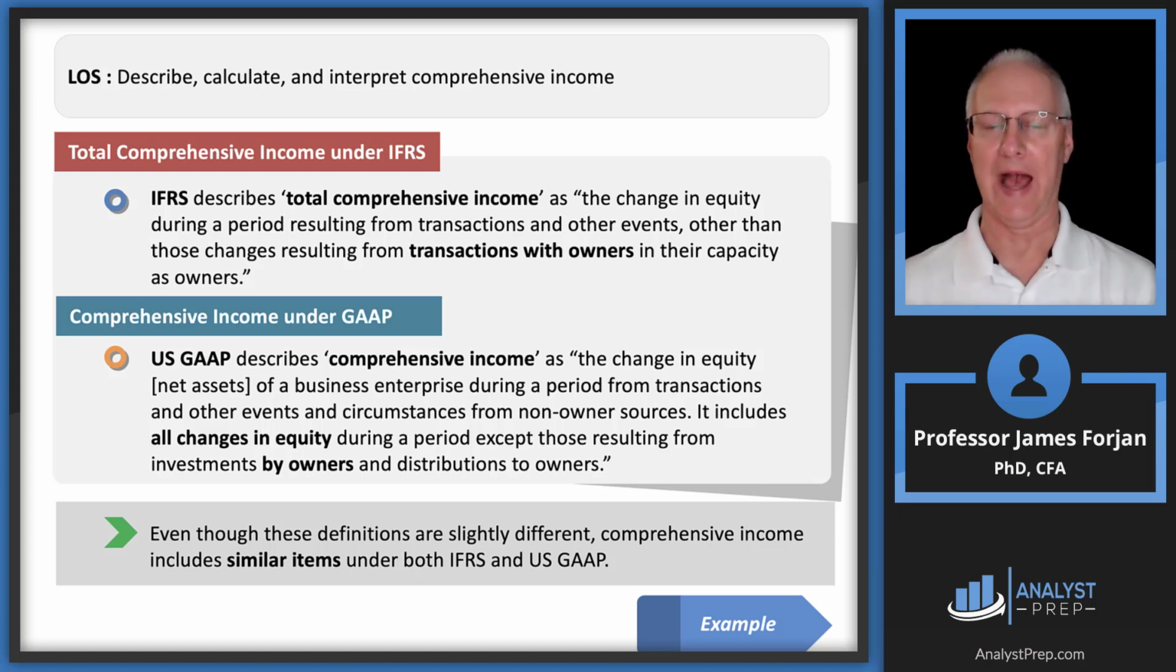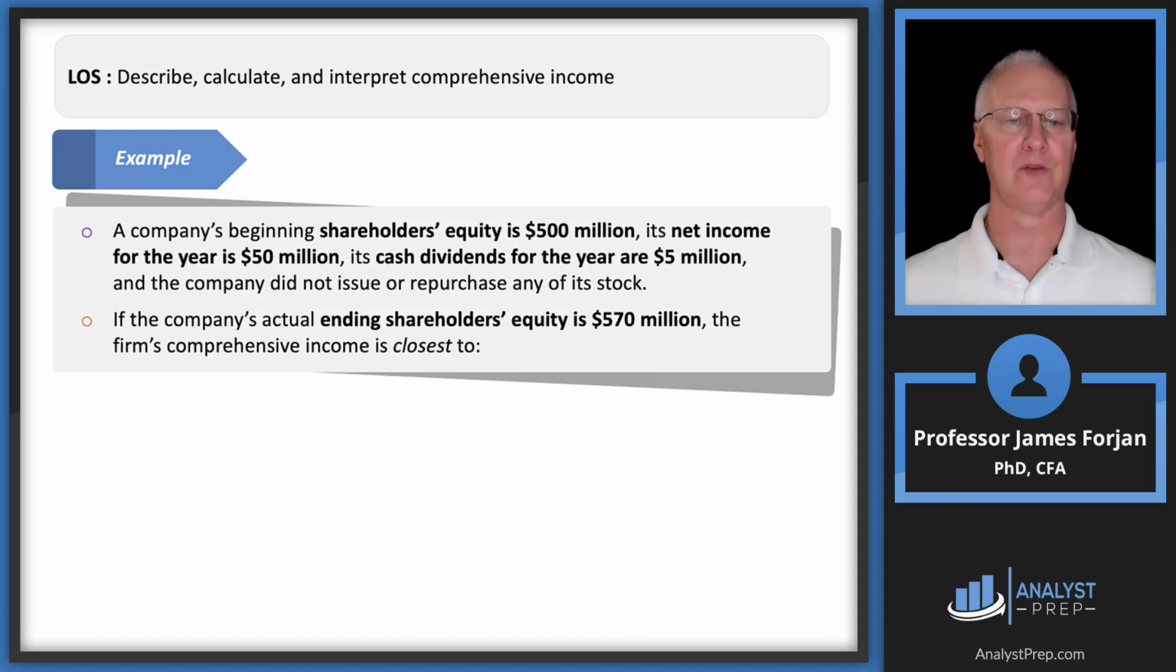Now, under U.S. GAAP, comprehensive income is, let me read this to you, change in equity of a business enterprise during a period from transactions and other events and circumstances from non-owner sources. The important difference here is it includes all changes in equity that result from investments by owners and distributions to owners. And so those are the big two differences, international and U.S. standards. All right, so let's go ahead and compute a firm's comprehensive income.